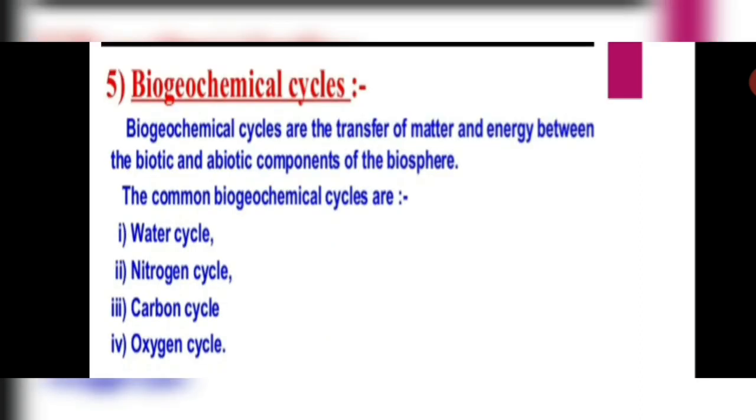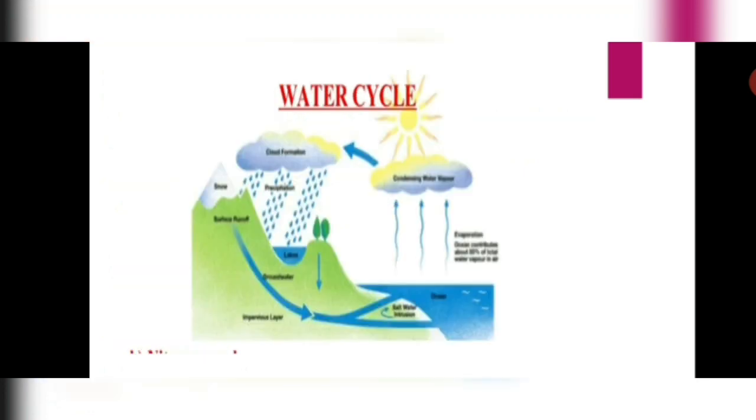Let us first read what are biogeochemical cycles. Biogeochemical cycles show the transfer of matter and energy between the various biotic as well as the abiotic components of the biosphere. The common biogeochemical cycles are water cycle, nitrogen cycle, carbon cycle and the oxygen cycle. Let us start with the water cycle.